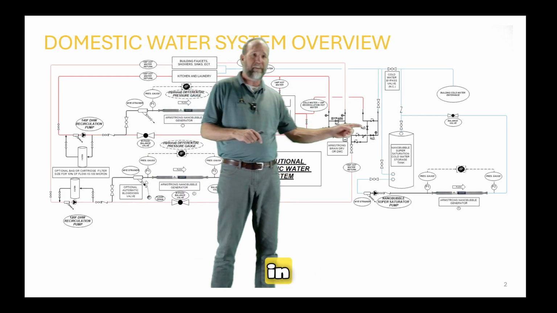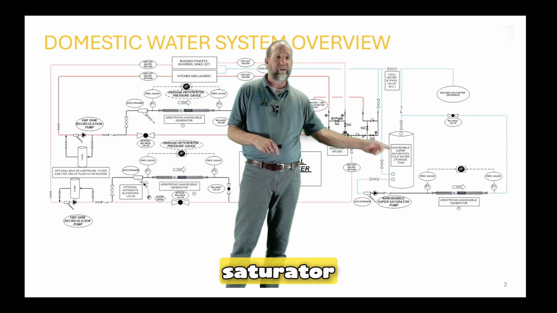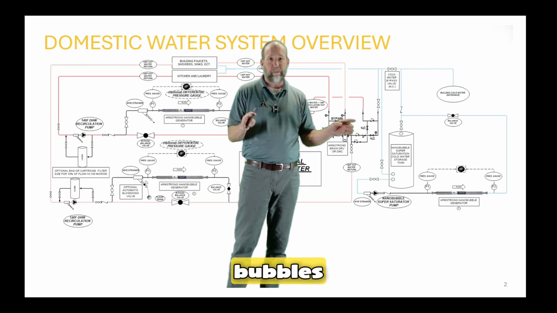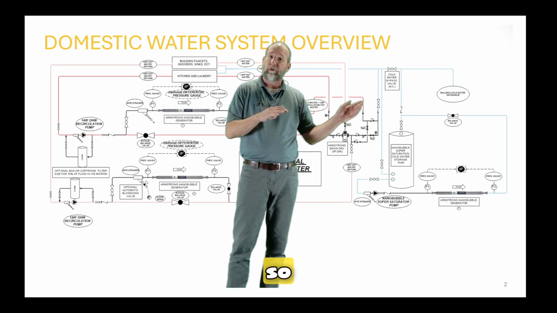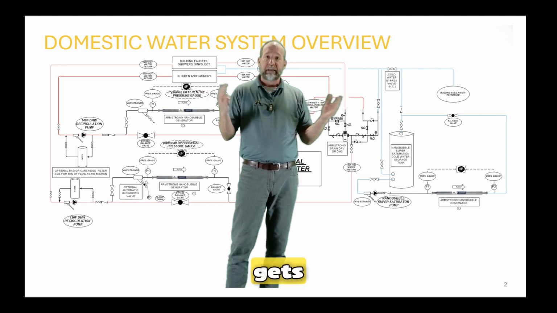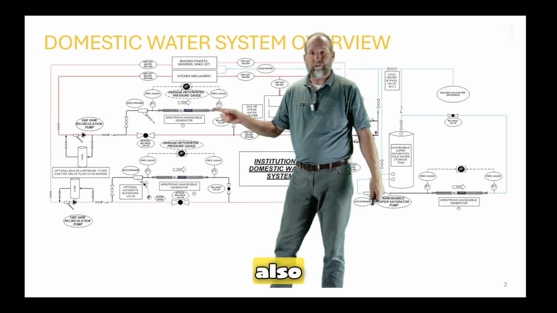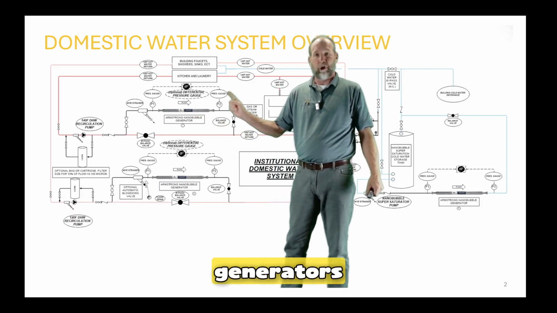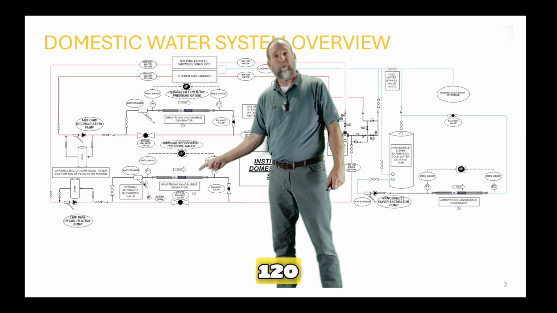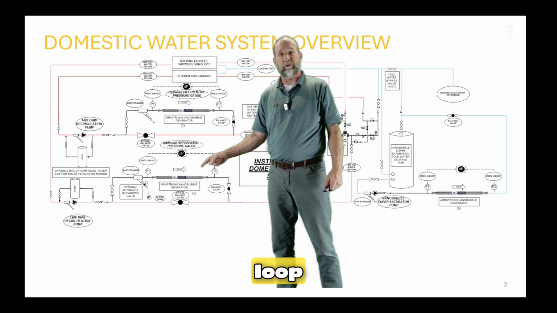Now, the other thing we've got in this system is a supersaturator nanobubble generator system. What this does is it adds nanobubbles to the cold water side of the building. So all of the cold water coming into the building, which makes the hot water, gets treated with nanobubbles. And we've also got a pair of nanobubble generators, one on our 140 degree recirc return loop and one on our 120 degree recirc return loop.